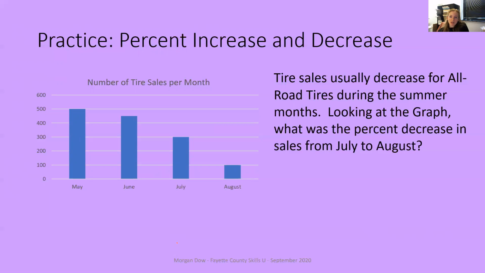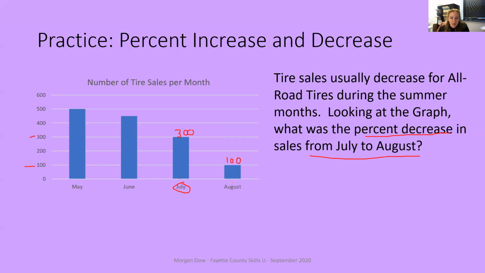So it says, tire sales usually decrease for all road tires during the summer months. Looking at the graph, what was the percent decrease in sales from July to August? So from July to August, we are looking for the percent decrease. Looking at the graph, in July, there were 300 sales, and in August, there were 100 sales.